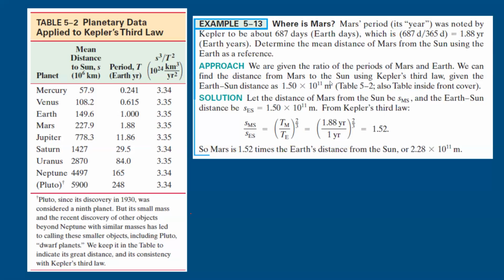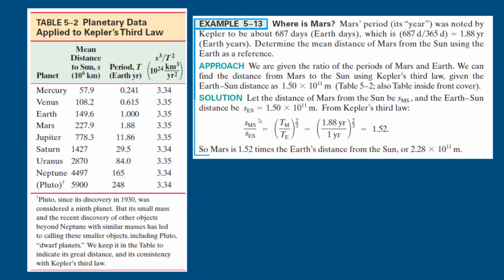We can find the distance from Mars to the Sun using Kepler's third law, given the Earth distance is 1.50 times 10 power 11 meters. So, table 5.2, this one, the distance and the period. S of Mars to Sun over S of Earth to Sun is equal to T, the period of Mars over the period of Earth, then to the power of 2/3.